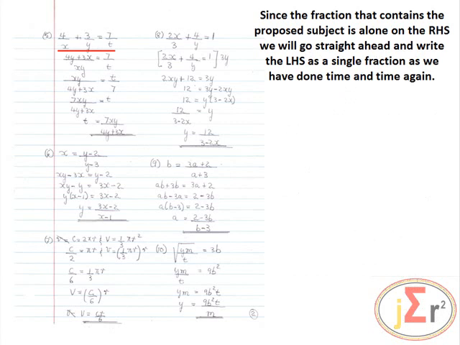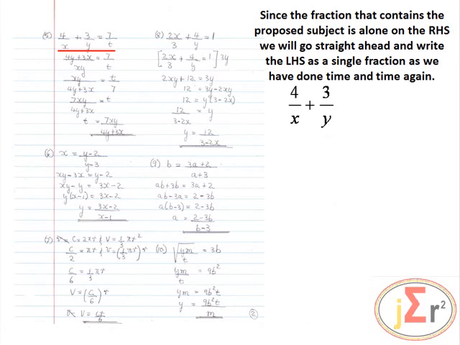Since the fraction that contains the proposed subject is alone on the right hand side, we will go straight ahead and write the left hand side as a single fraction, as we have done time and time again. So we will not bother to go through the details and go back to first principles and all of that. We just go straight ahead and write the 2 fractions that are on the left hand side as one fraction in the same way that we are accustomed to.